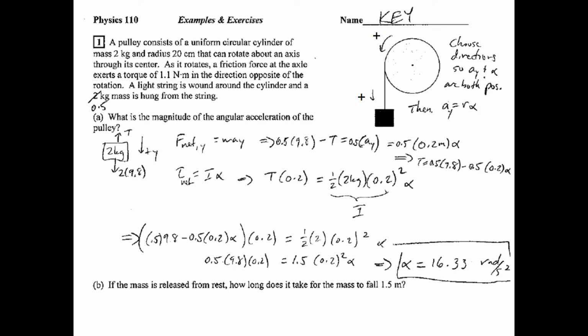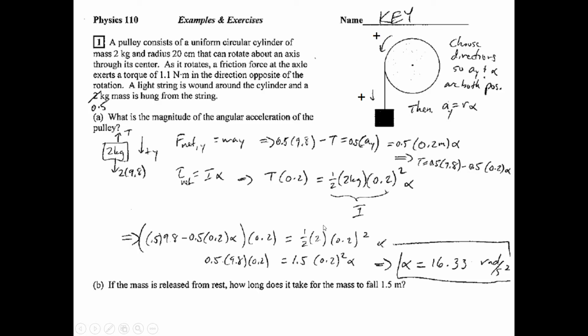Here are the solutions to the worksheet that we started. Problem 1 part B and problem 2. So we worked hard to learn how to combine together torque net equals I alpha and F net equals ma with a consistent positive direction to figure out what the angular acceleration of this disk is.